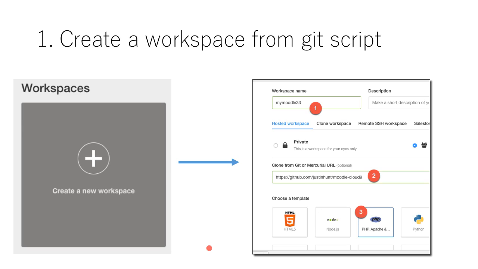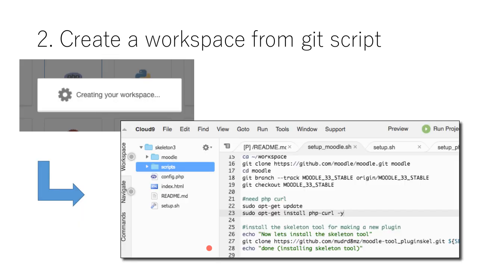So we're going to clone from Moodle-Cloud9 that we saw before, and then we choose the template, basically the template for the server, which is going to be PHP, Apache, and MySQL. So those will be installed for us. And then we're going to create a workspace from that Git script, and this will be very simple.